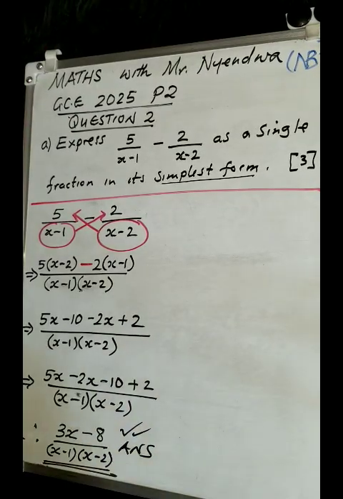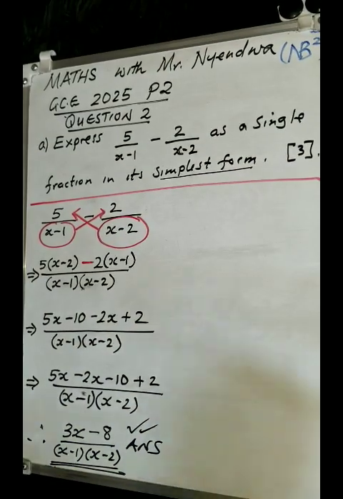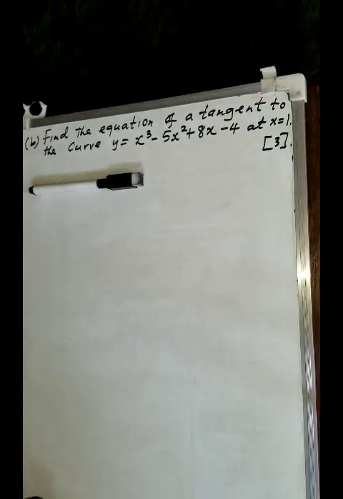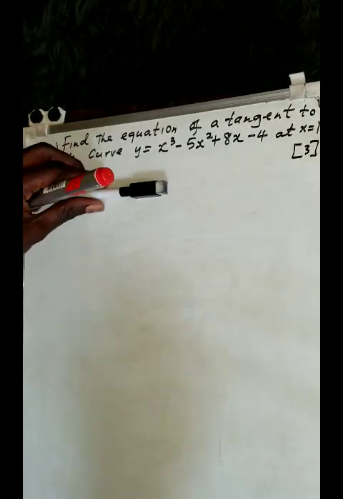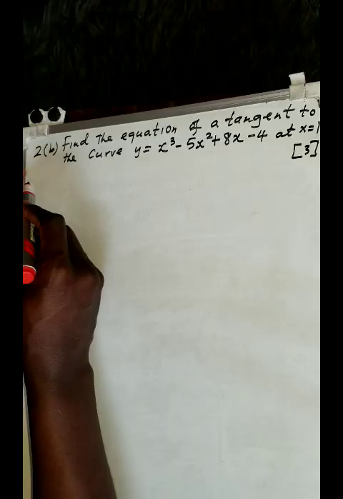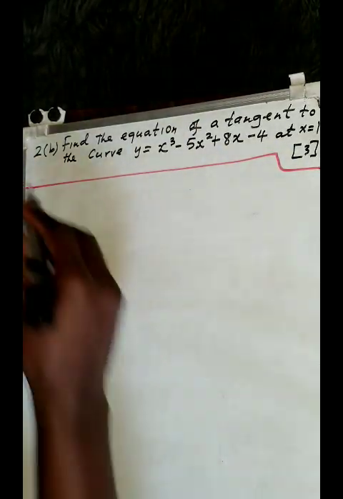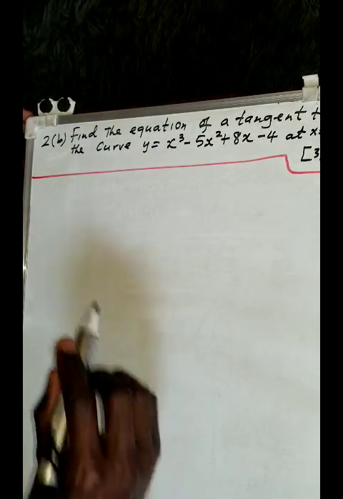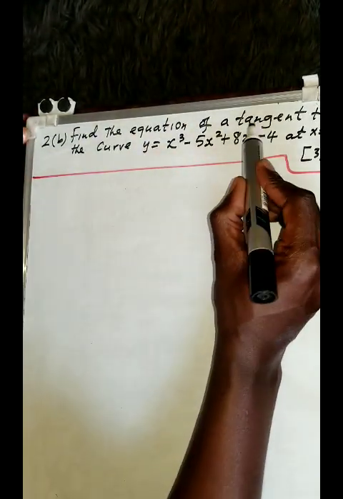All right, so this is how you needed to do it so that you can get your 3 marks. Let's move on to question number 2b. Please pay attention to question number 2b. This is coming under the topic we call calculus. I believe you still remember the concepts under calculus. It says find the equation of the tangent.